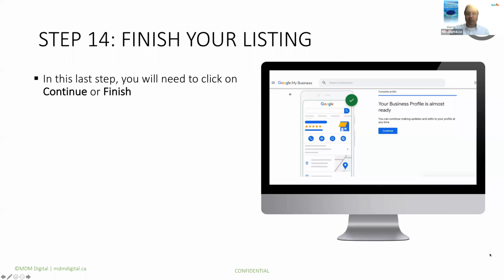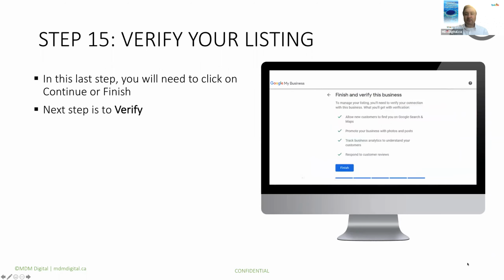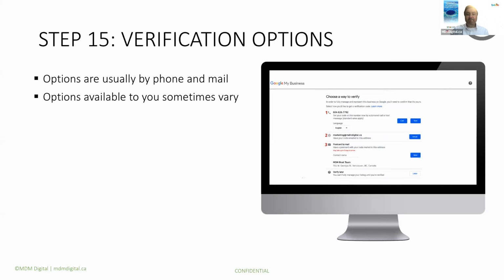The next step, when we're getting closer to finishing the listing, is you'll get to the screen that basically says, finish your listing. You'll be able to hit continue. And in the next step, this is where we get a chance to verify. Google wants to know that all the details that you have provided are accurate, that everything's correct before you hit finish. So this is your step to do this. You can hit finish if you see that everything's correct. And then we get into verifying.